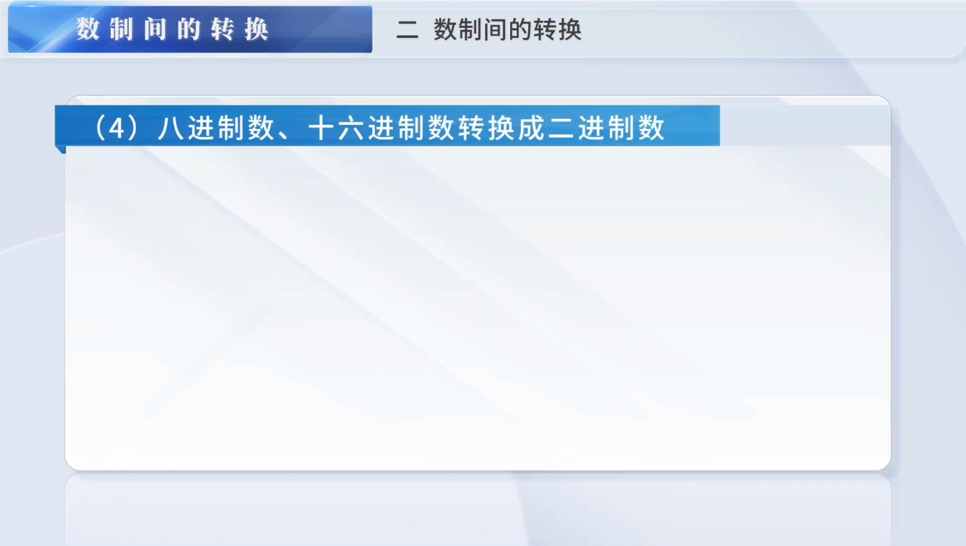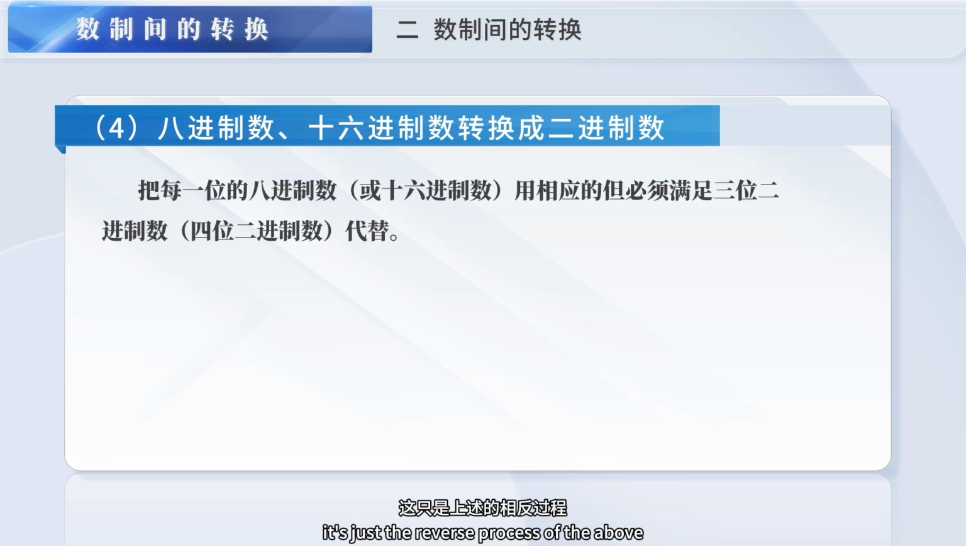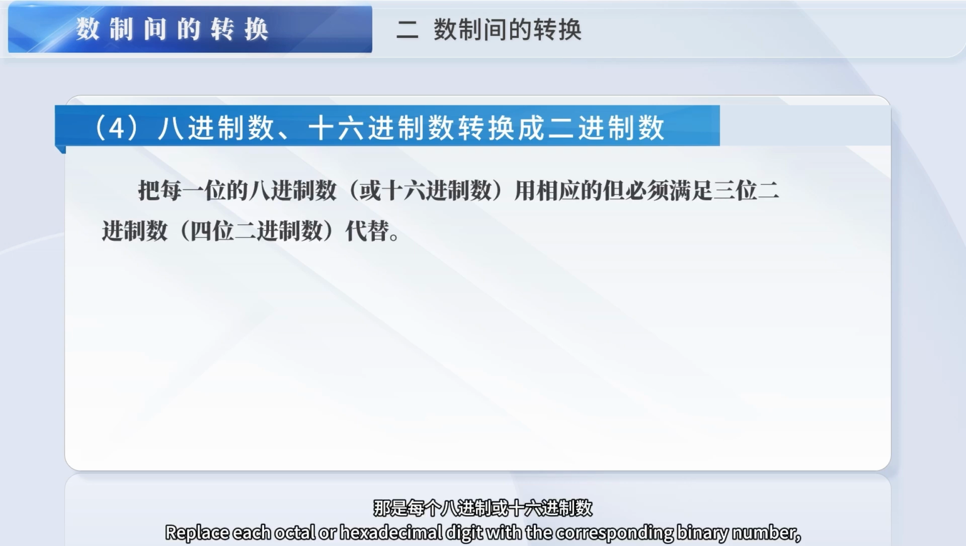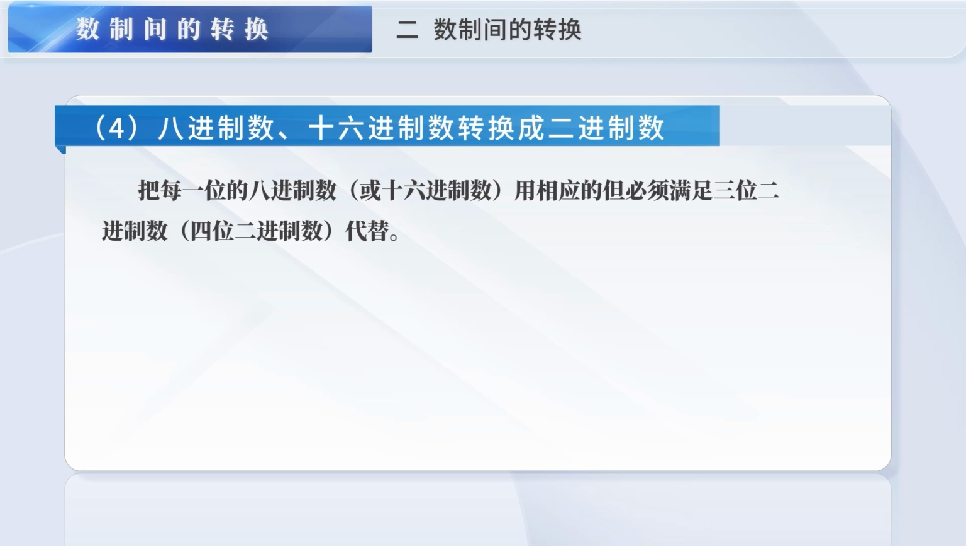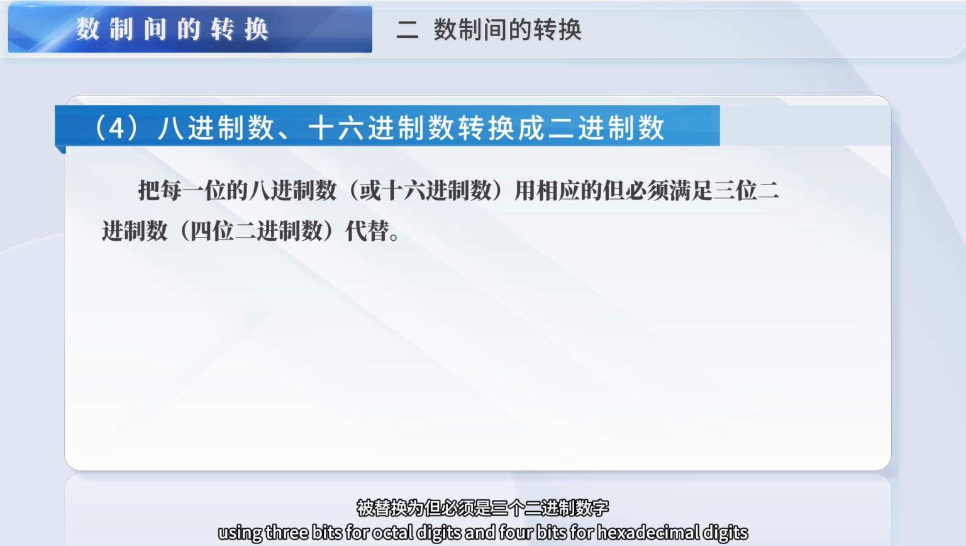4. Octal number and hexadecimal number to binary number. It's just the reverse process of the above. Replace each octal or hexadecimal digit with the corresponding binary number, using 3 bits for octal digits and 4 bits for hexadecimal digits.